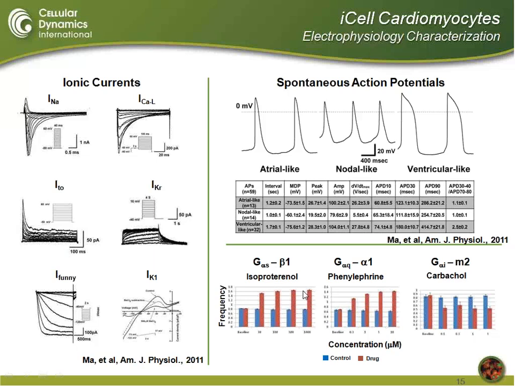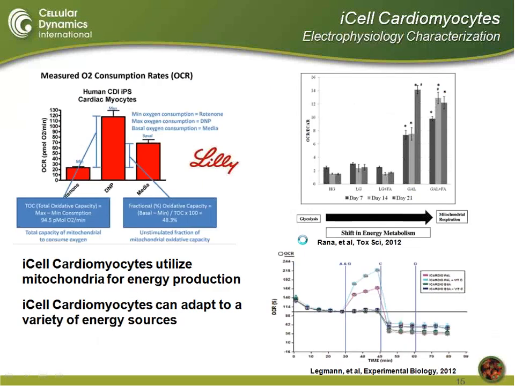So in addition to the normal electrophysiology, we also looked at the different GPCR receptors, where we saw isoproterenol, phenylephrine, and carbachol. So with isoproterenol and phenylephrine, looking at our adrenergic stimulation, we did see an increase in the beat rate. And with the carbachol, looking at muscarinic receptor activity, we saw the expected decrease in beat rate.